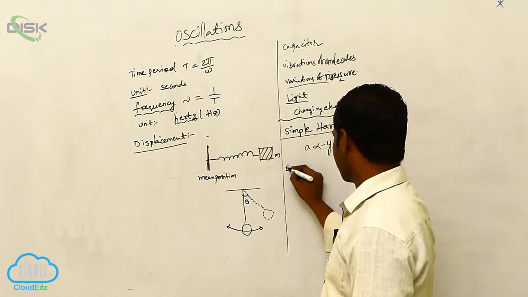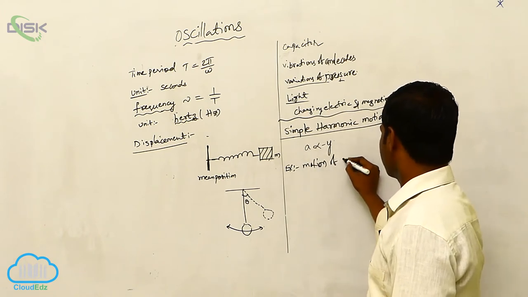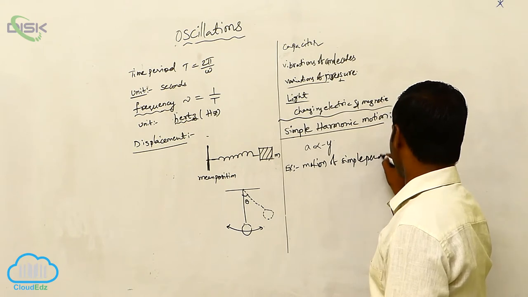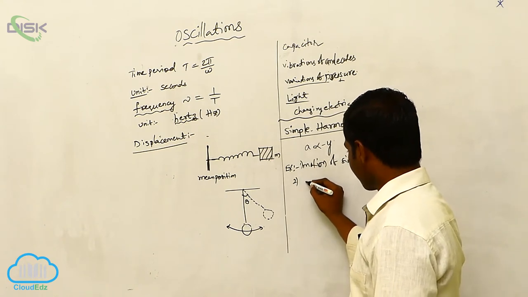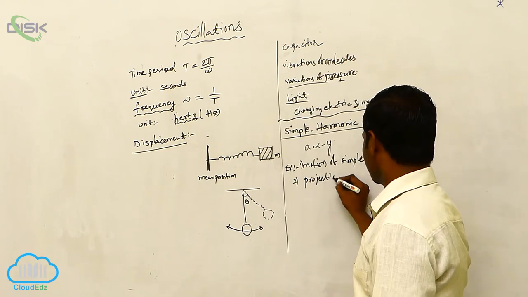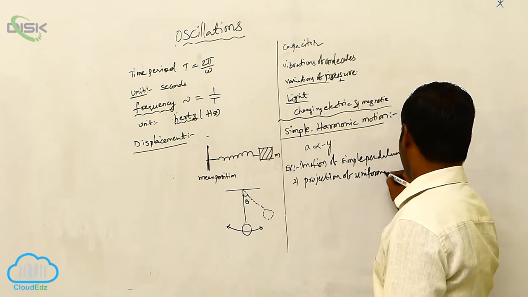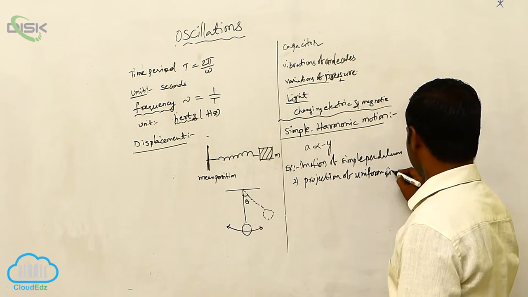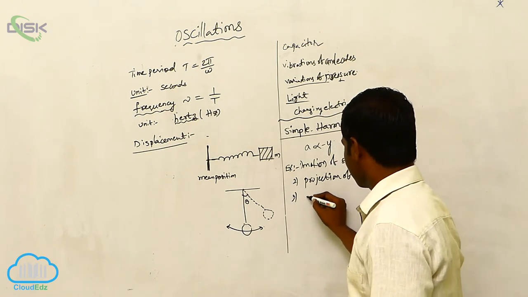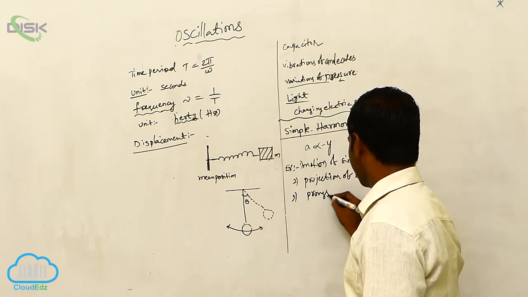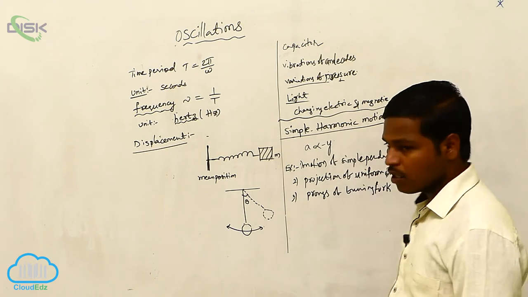Now, examples for simple harmonic motion. The motion of a simple pendulum is an example of simple harmonic motion. And the projection of uniform circular motion on the diameter of the circle. Next, the motion of the prongs of a tuning fork. This is also an example of simple harmonic motion.